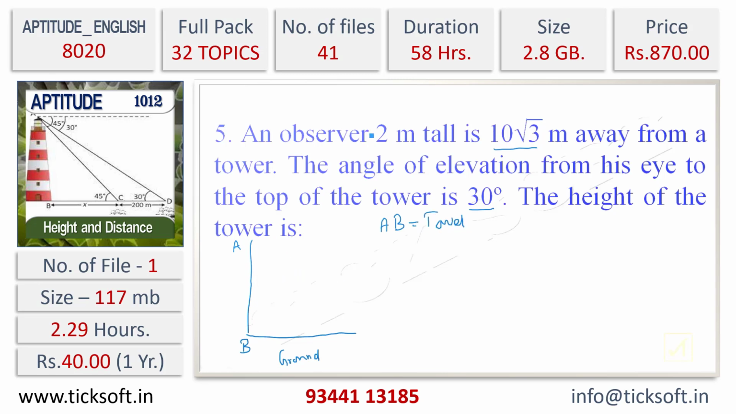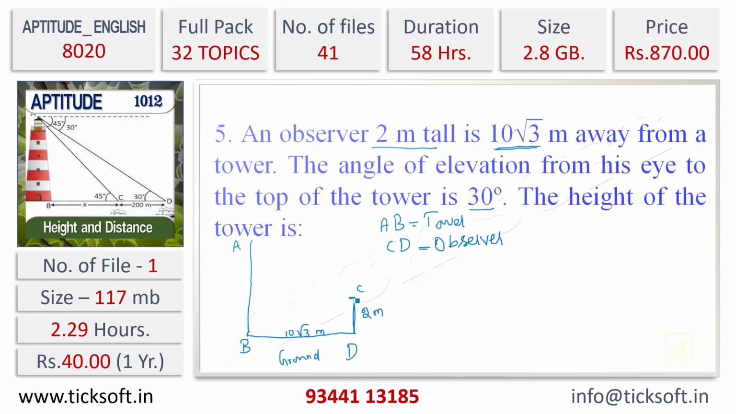And now it is given that there is an observer whose height is 2 meter, isn't it? So now let us take this to be the position of the observer CD. So here this CD represents the observer. And now what is the height of the observer? It is 2 meter. And now it is given that the observer is 10 root 3 meter away from the tower. This means this distance BD will be equal to what? 10 root 3 meter. Now the angle of elevation from his eye to the top of the tower.